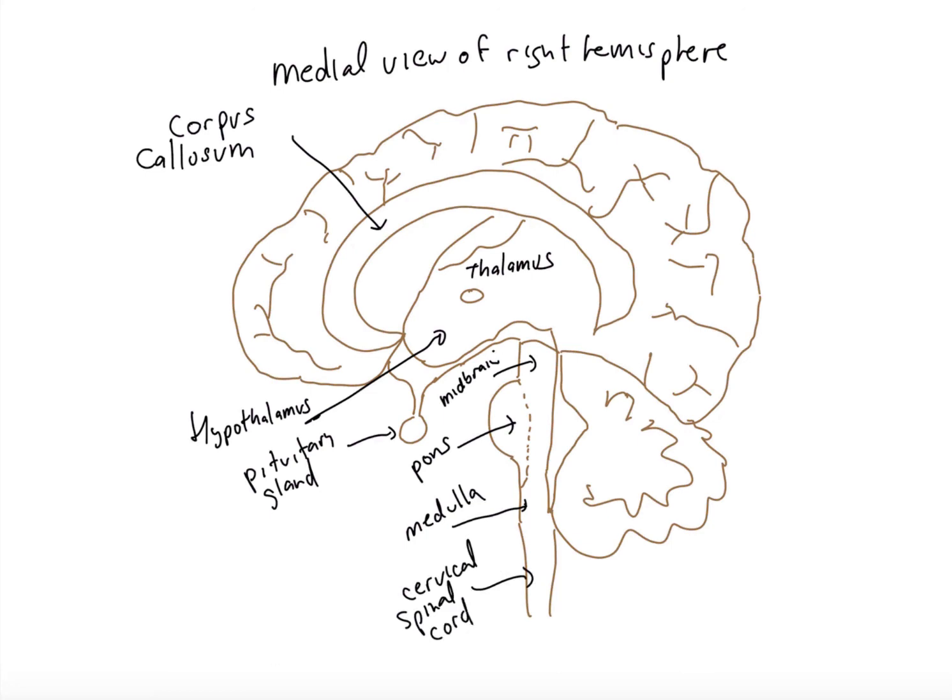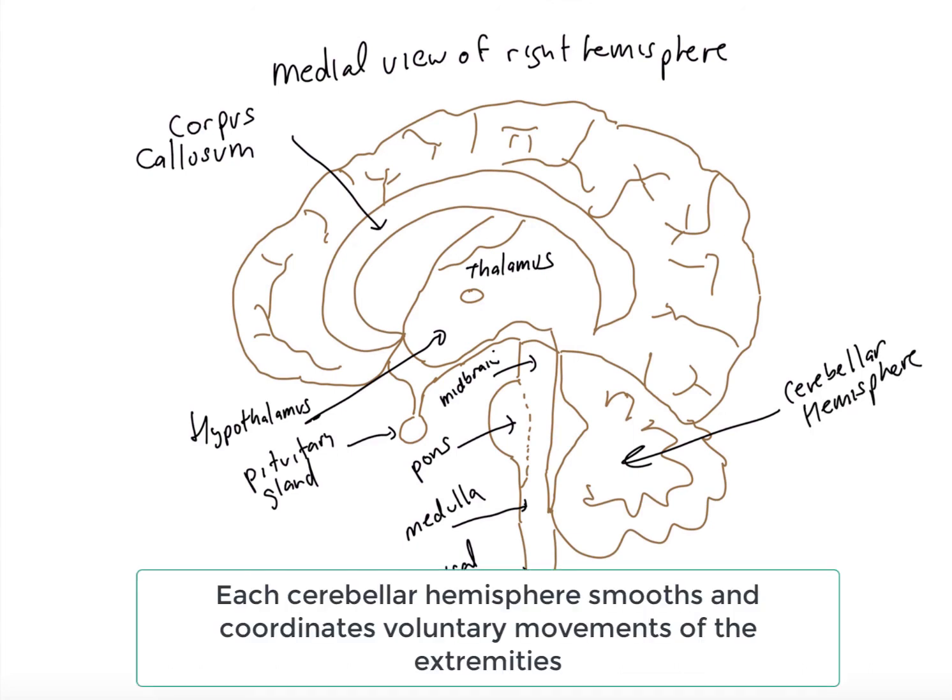Now notice attached to the back of the brainstem, the midbrain, pons, and medulla, we have, in this case, the right cerebellar hemisphere. And each cerebellar hemisphere smooths and coordinates voluntary movements of the extremities.